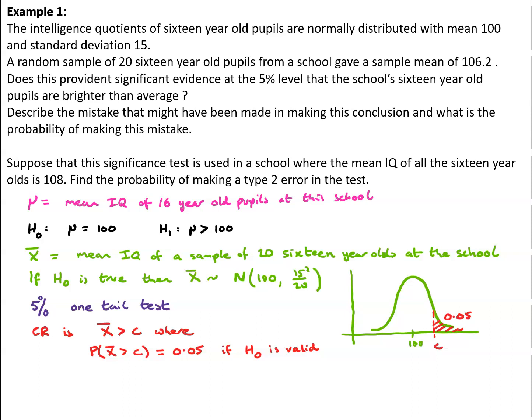As usual, we need to turn this into a left-hand tail condition. So that becomes the probability the sample mean is less than C has got to be 0.95. And then we can use the inverse normal functions on our calculator to determine that C is 105.52. So our critical region is x bar, the sample mean, is greater than 105.52.